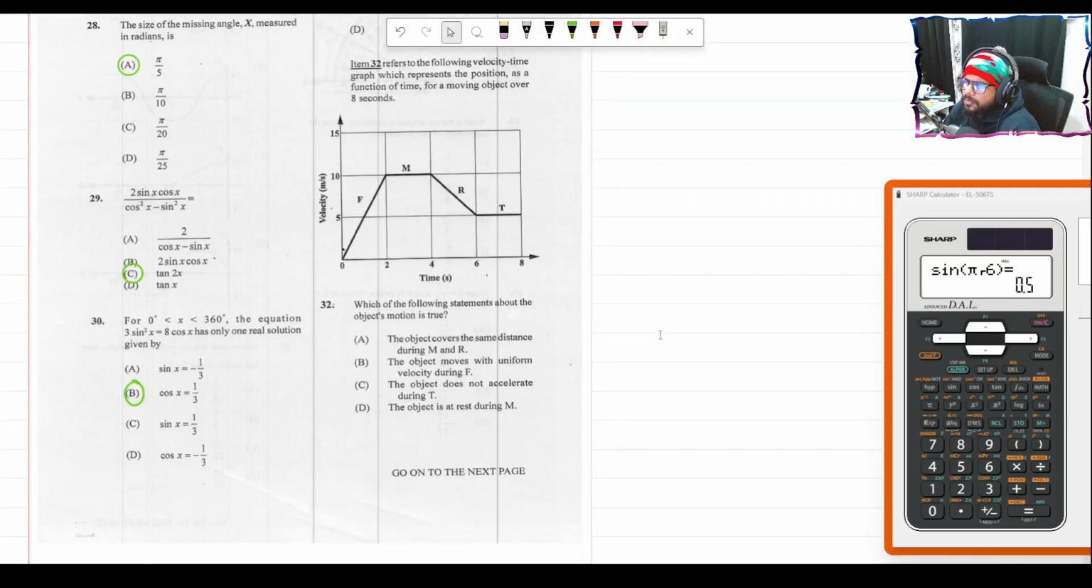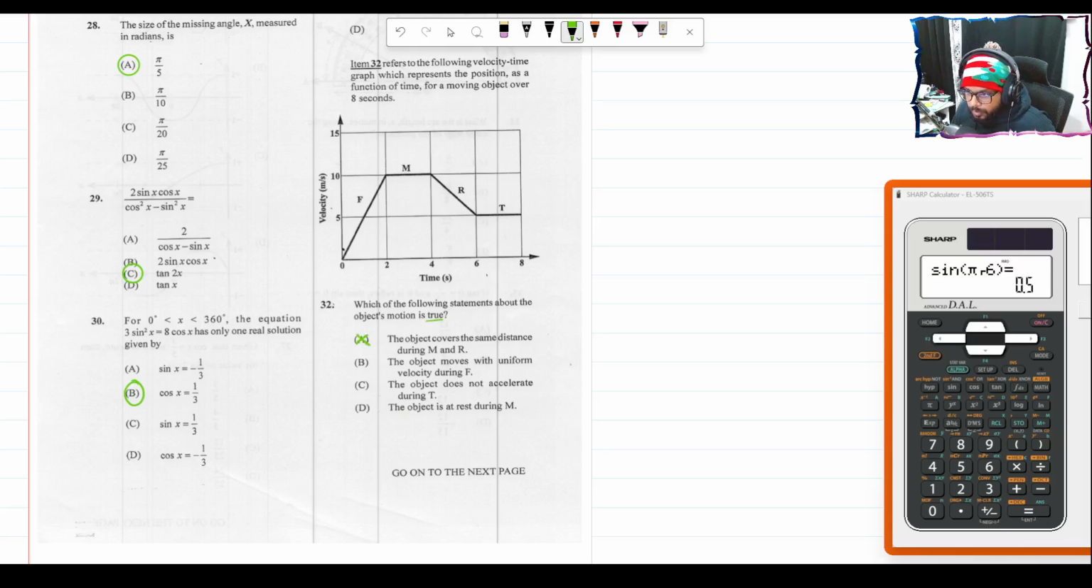Item 32 refers to the following velocity time graph, which represents the motion of a moving object over 8 seconds. Which of the following statements about the object's motion is true? The object covers the same distance during m and r. I don't think so, because the distance covered is the area underneath the graph. The area underneath this part is a rectangle, and the area underneath the other is a trapezium, which, by actually watching it, is going to be less. So the first one is not true.